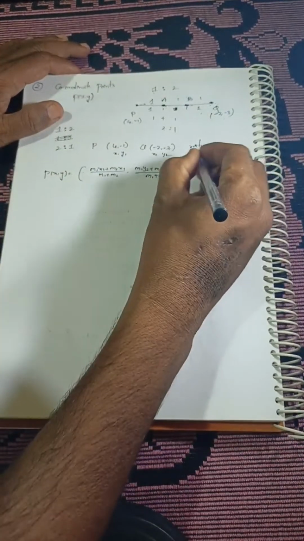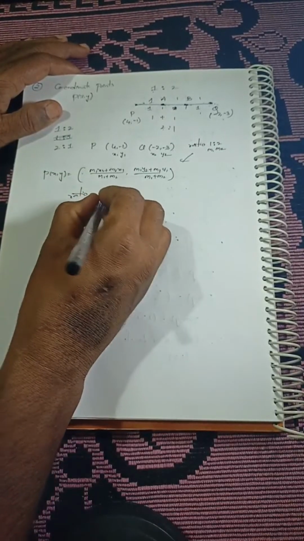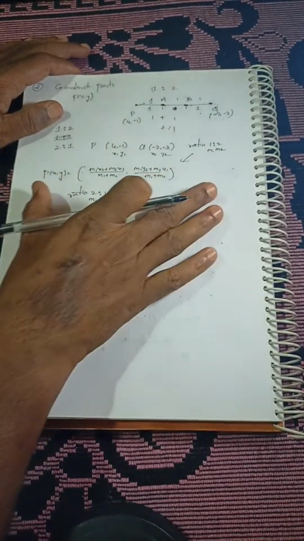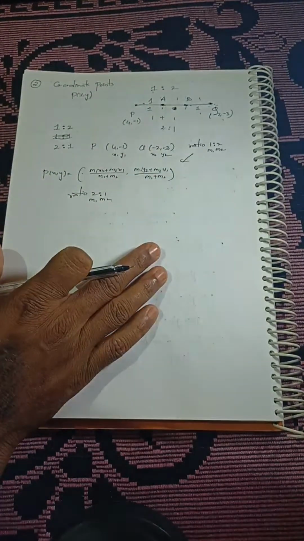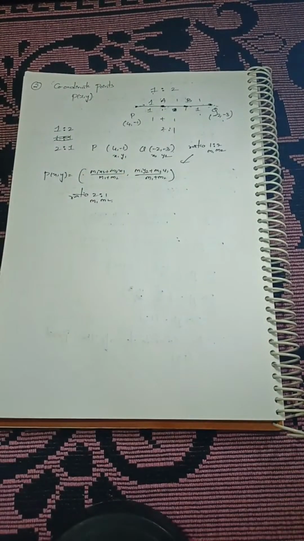So if the ratio is 1:2, the points will be the same; for 2:1, this one becomes m1, this one becomes m2. We have to find P of x comma y 2 times. Not only one time, we have to do totally 2 times. Keep in mind carefully that we have to do the same problem 3 times.